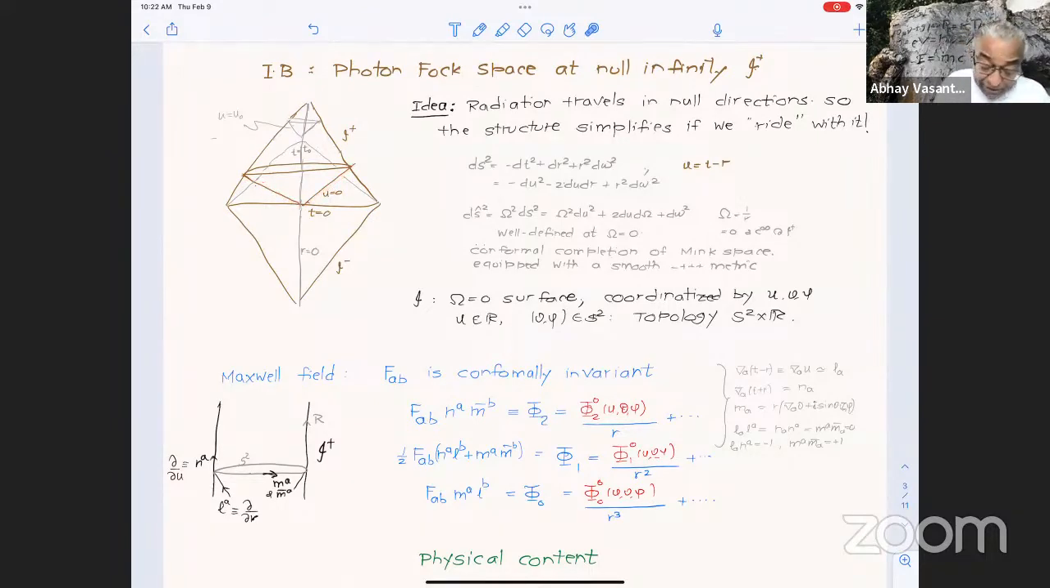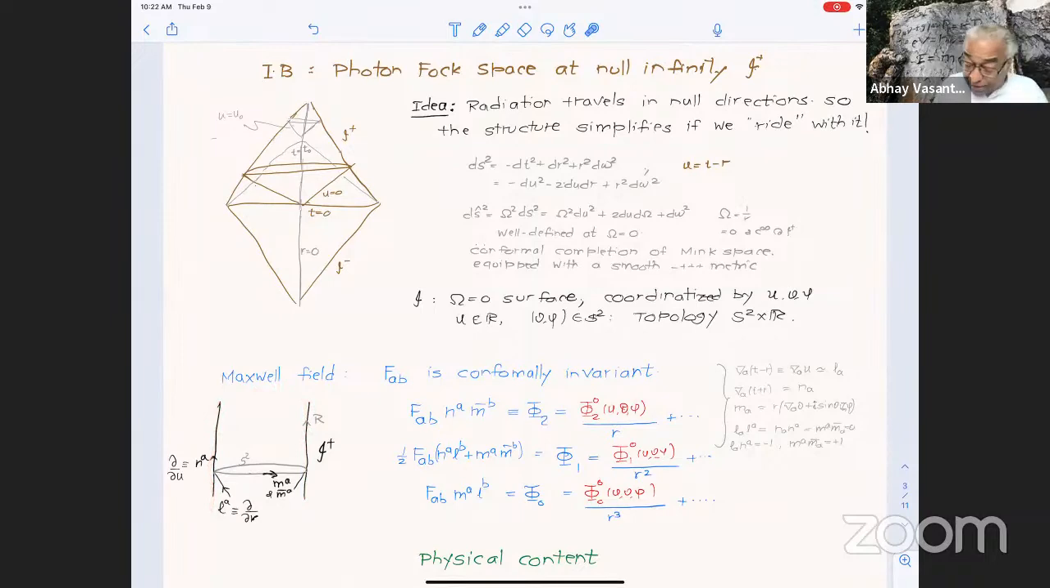Now, topologically, this omega equal to 0 surface is coordinatized by u, theta, and phi, because there r is infinity, or omega is equal to 0. Therefore, we have these three coordinates. Theta and phi form a 2-sphere, and u runs on the real line, and therefore it has the topology of S2 cross R. Sometimes it is convenient to think of it as a cylinder. This cross section here will be S2, and this will be R.